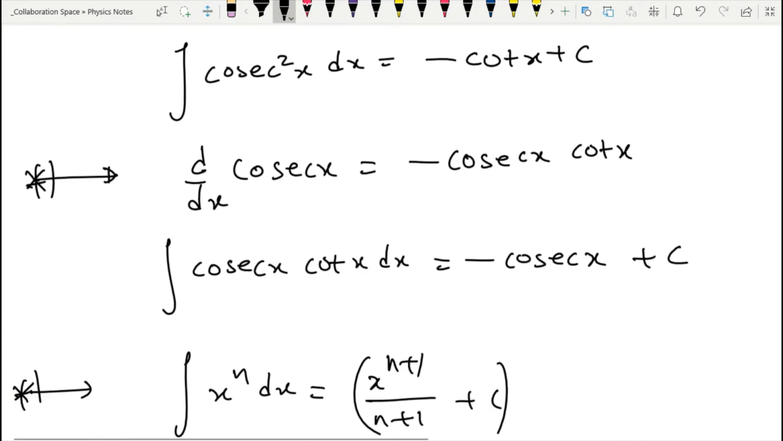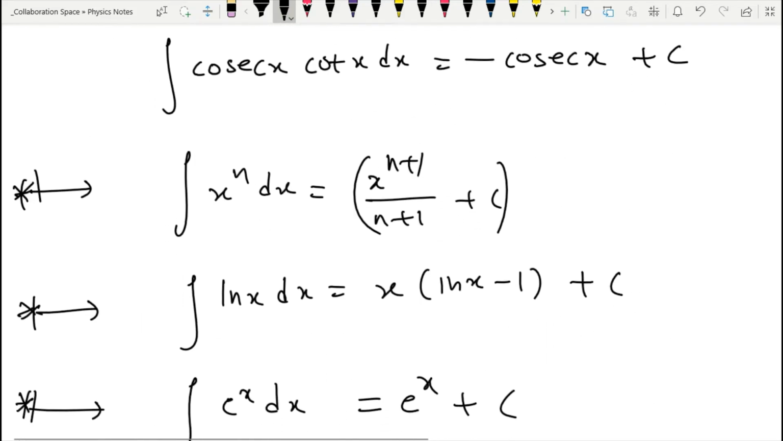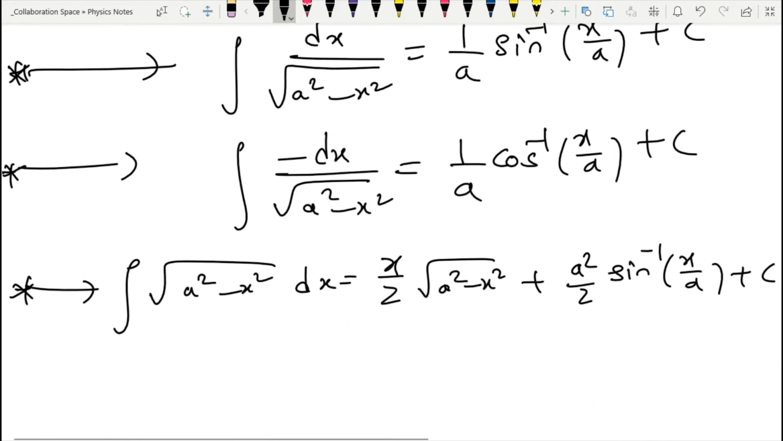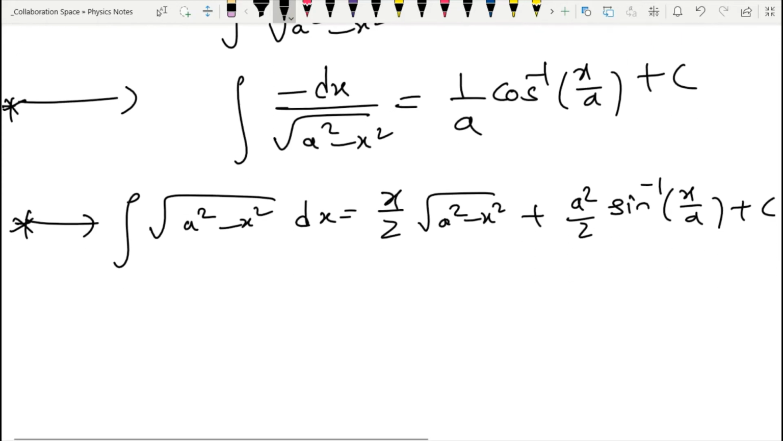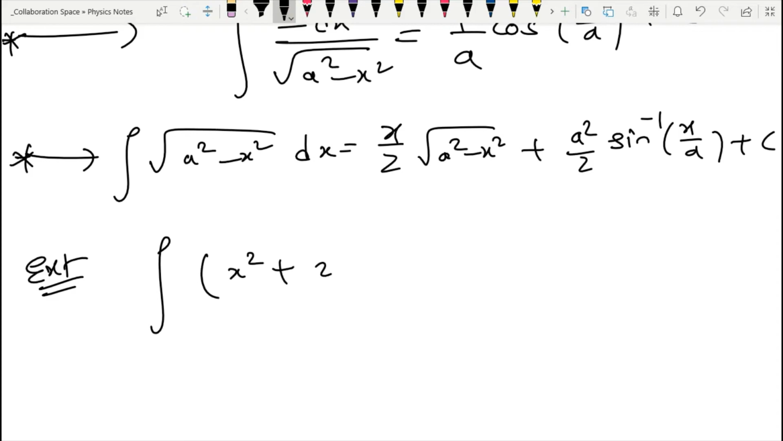Once again, students, all of you see all these integration formulas. If you don't know differentiation, you will feel a bit difficult while doing integration. You have to know all the formulas in differentiation as well as in integration. Now let us see some examples. What is integration of x square plus 2x plus 1 into dx? Tell me, students.